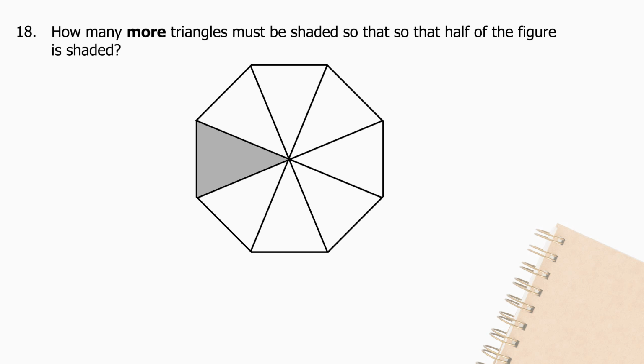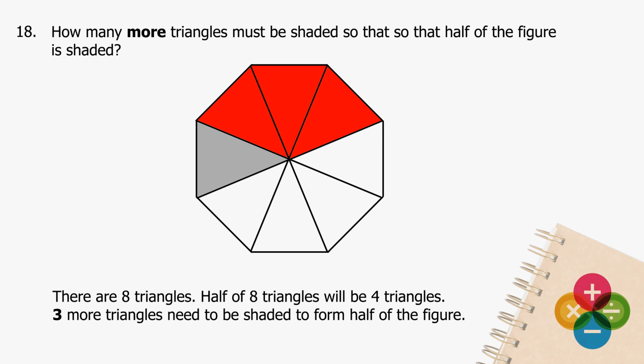Question 18. How many more triangles must be shaded, so that half of the figure is shaded? There are 8 triangles. Half of 8 triangles will be 4 triangles. 3 more triangles need to be shaded to form half of the figure. The 3 triangles are shaded in red.